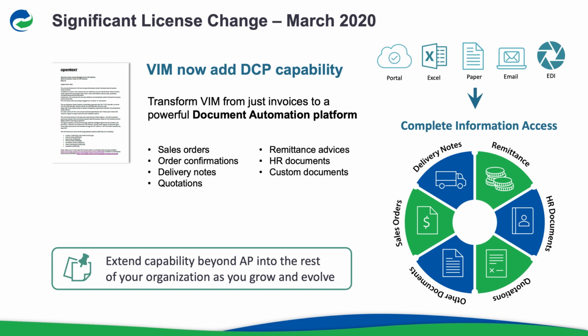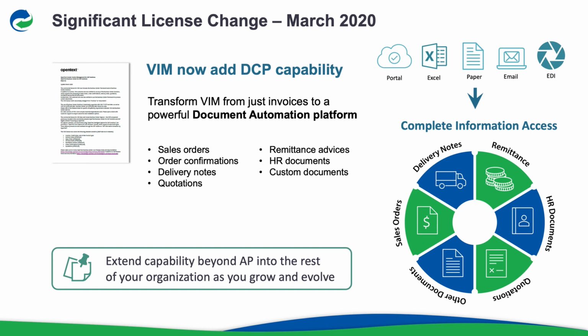So one area that attracts a lot of interest these days and something that can be taken advantage of as part of the upgrade is what was released as a license change back in March this year. Because as of March this year, the commercial license for Vim now includes the Business Center framework and all the Business Center solutions that was formerly known on the SAP price list as SAP Digital Content Processing by OpenText. So that basically means that instead of being an AP automation solution with more of an incoming invoice focus, Vim is now more of a document automation solution.